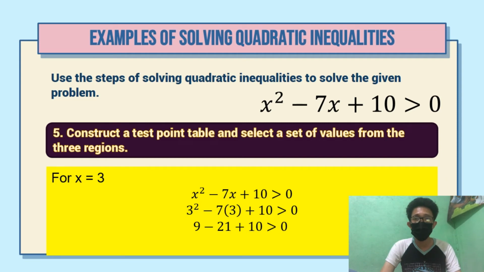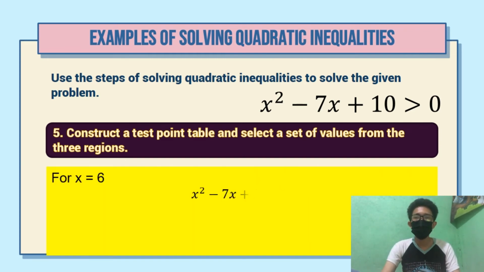Then we follow the addition and subtraction rule. So 9 minus 21 is negative 12, plus 10 results in negative 2 greater than 0. And negative 2 is greater than 0 is false, since we all know that all negative numbers must be less than 0. Therefore, negative 2 is greater than 0 is considered false.